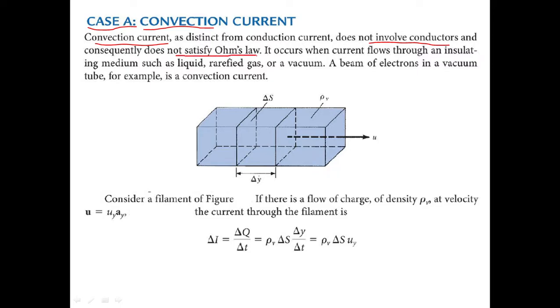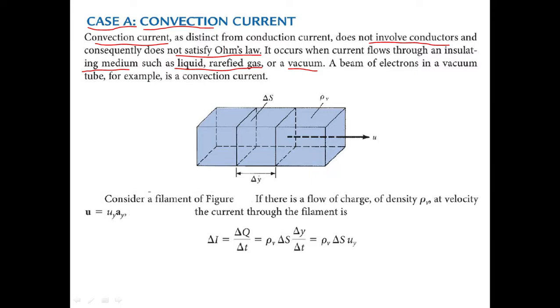So convection current will not satisfy Ohm's law. This you have to note. This is important, right? It occurs when the current flows through an insulating medium such as liquid, rarefied gas or vacuum, right? So this convection current doesn't require or will not flow through any conductor. It doesn't require any conductor.